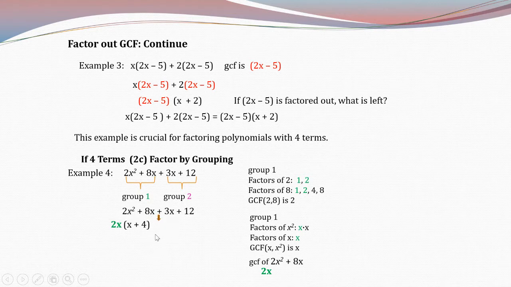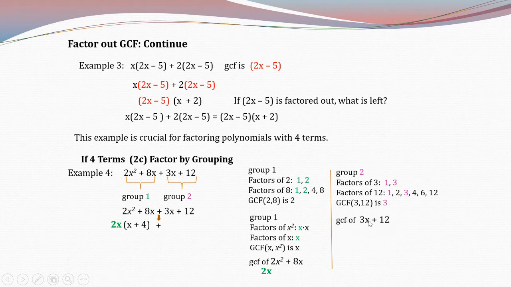Now we do group 2. We've done the sign, and we do group 2 now. So group 2, just put it here on the right. Between 3 and 12, the greatest factor is 3. And between the variables, the 3x has an x, but the 12 doesn't have an x. So the only GCF will be 3. So the GCF of 3x plus 12 will just be 3. So I'm going to factor out the 3. So what's left? x plus 4. Because 3 times x will give you 3x, and 3 times 4 will give you 12.